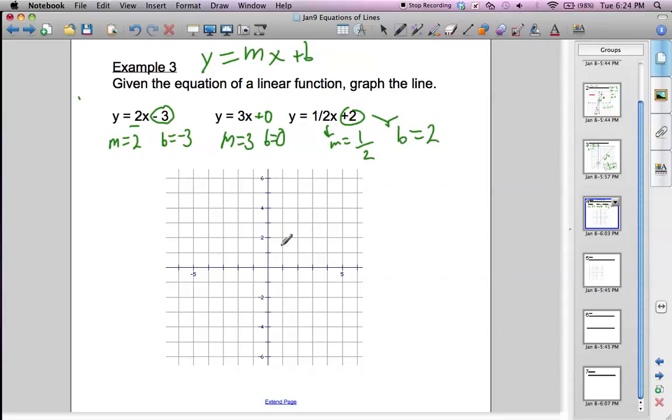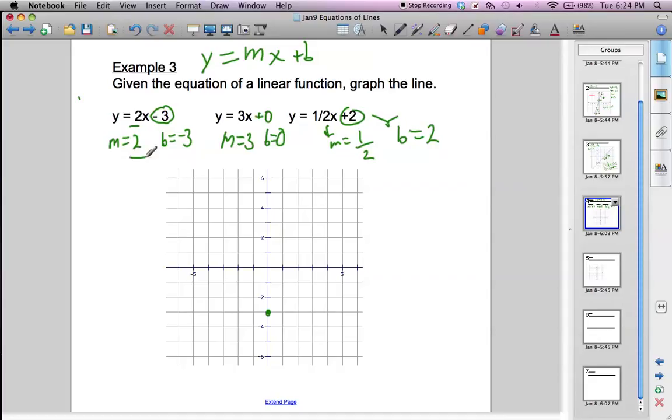So I'm going to graph each of those now on the same axes here. So first one, now you got a slope and you got a y-intercept. It's easiest to start always with a point, which is the y-intercept. So the y-intercept is negative 3. I can start down here at negative 3, and I can find as many points as I want using the slope.